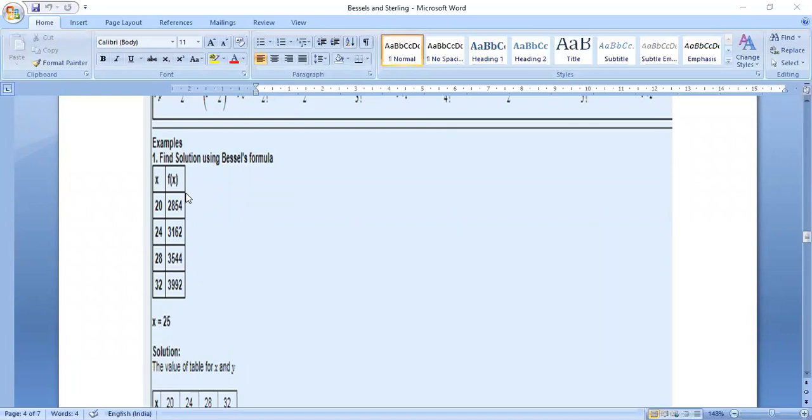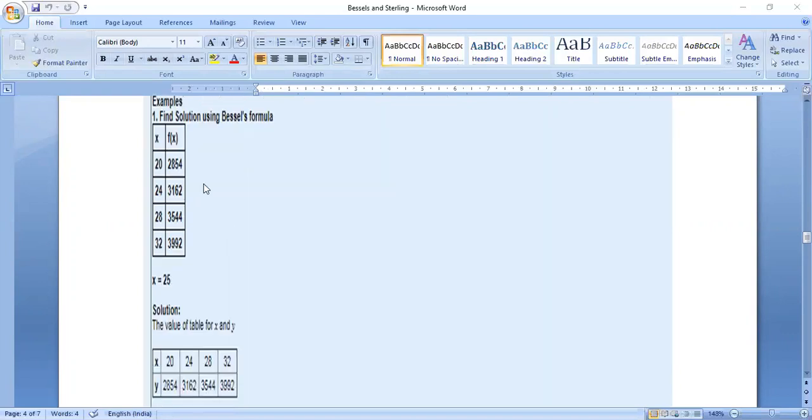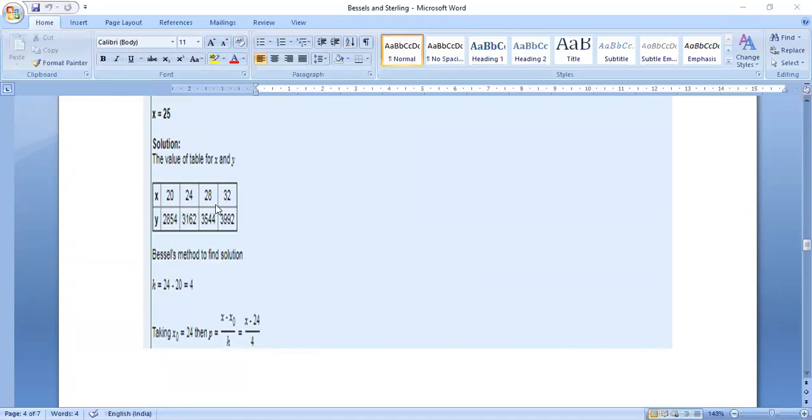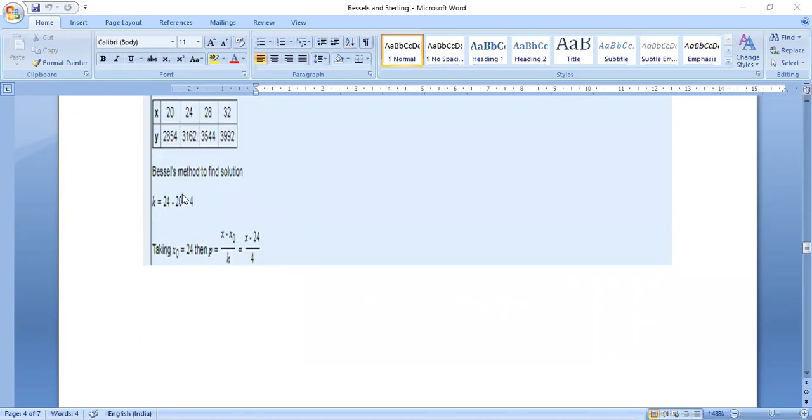Find the solution using Bessel's formula. Here x and f of x values are given. Now we are going to find the value of f of x at x is equal to 25. Here x values are 20, 24, 28, 32 and y values are 2854, 3162, 3544, 3992. To use Bessel's method, first we will find the value of h. So h is equal to second value minus first value, therefore 24 minus 20 is equal to 4.